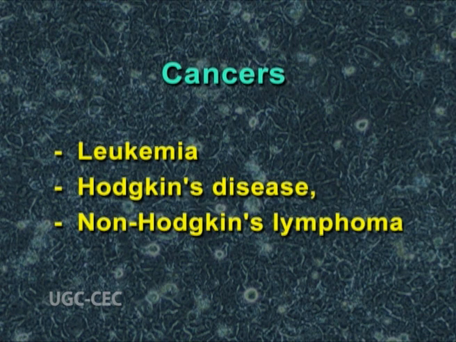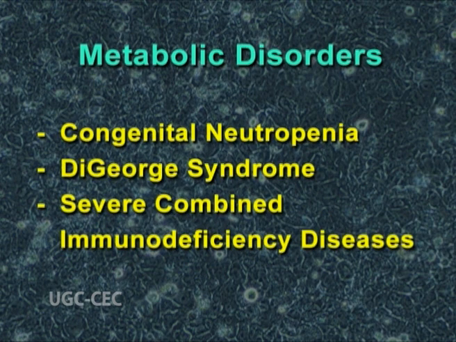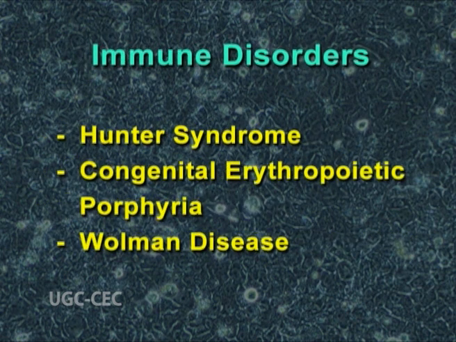Cancers: leukemia, Hodgkin's disease, non-Hodgkin's lymphoma. Blood disorders: aplastic anemia, thalassemia, sickle cell anemia. Metabolic disorders: congenital neutropenia, DiGeorge syndrome, severe combined immunodeficiency diseases. Immune disorders: Hunter syndrome, congenital erythropoietic porphyria, Wolman disease.